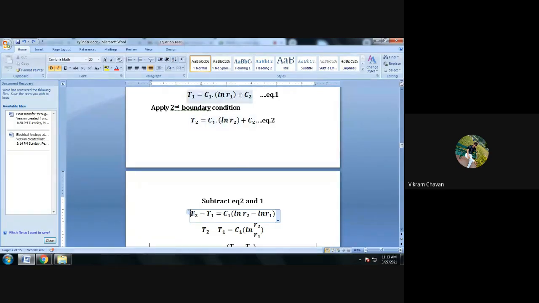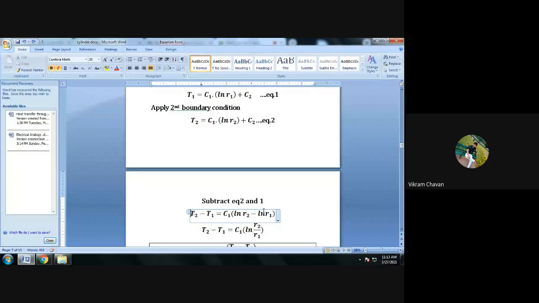Now if you subtract equation 1 from equation 2, then C2 will be cancelled. Plus C2 minus C2 will be cancelled, so only the C1 terms will remain. If you take C1 common, then in the bracket it will remain as ln of R2 minus ln of R1.